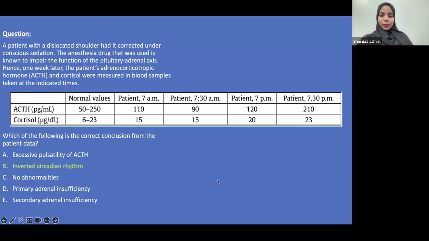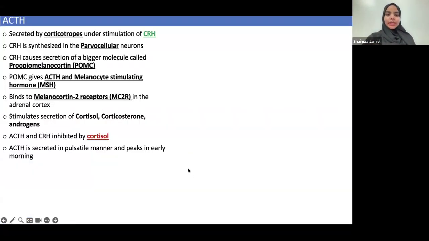Okay, so 2 people said B. Yeah, that is correct. As you can see, the values are all within the normal values, so there is no insufficiency or increase. But we're going to see that adrenocortical hormones are usually higher during the early morning and then lower at night, which is the opposite here, because it's the highest at night, which shouldn't be. Okay, so we're going to see.